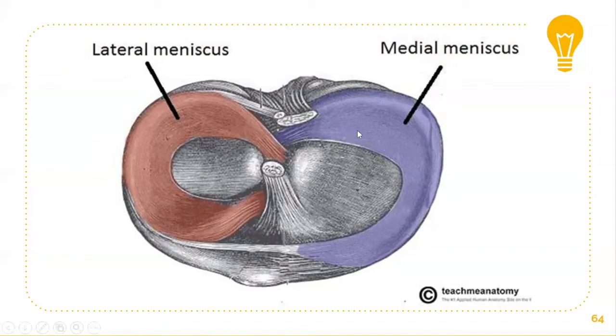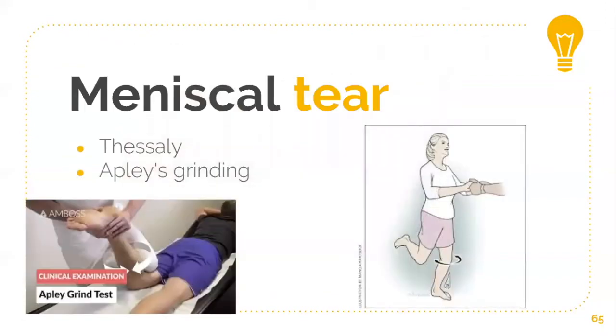Out of these two menisci, medial and lateral, the medial meniscus is more prone to injury, and medial meniscal injury may be associated with ACL tear and medial collateral ligament tear, which together are called the unhappy triad. Coming to the clinical examination of meniscal tear, it includes Thessaly's test, a test with high accuracy in diagnosis, and the second one is Apley's grinding test.